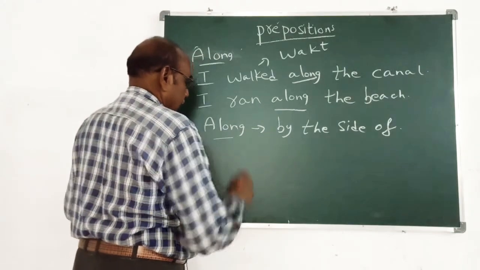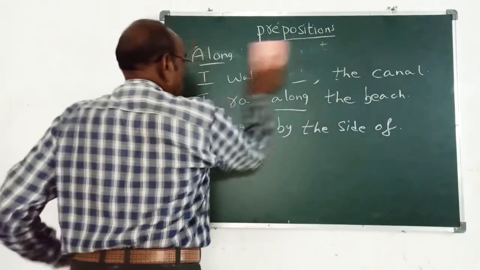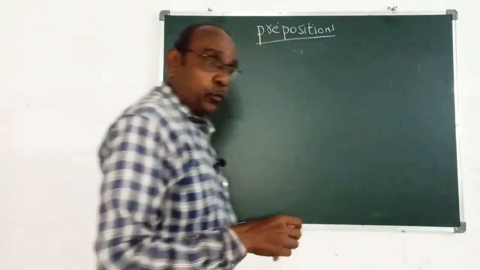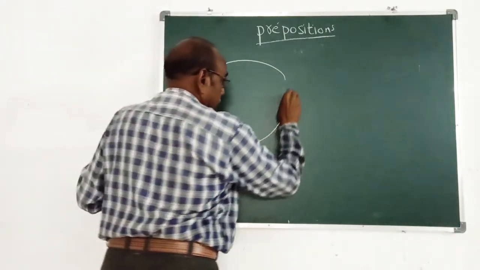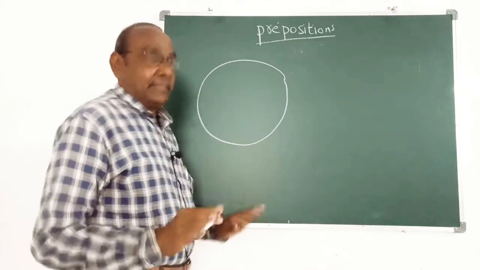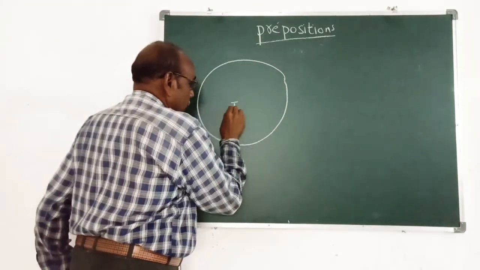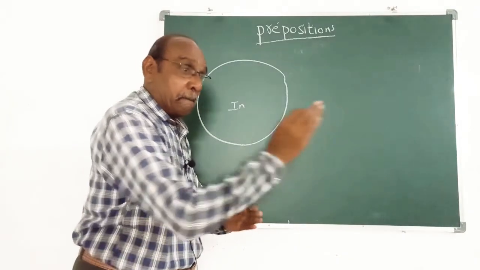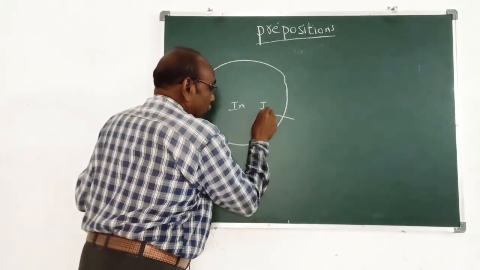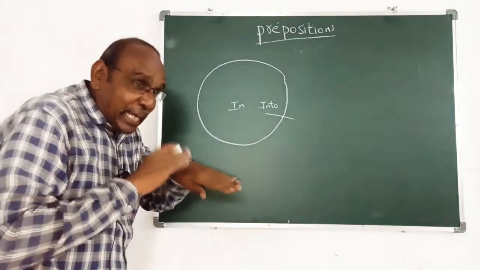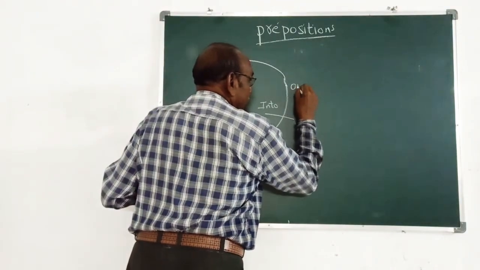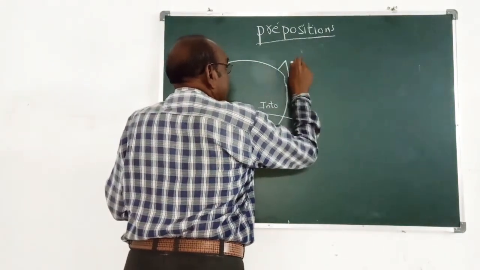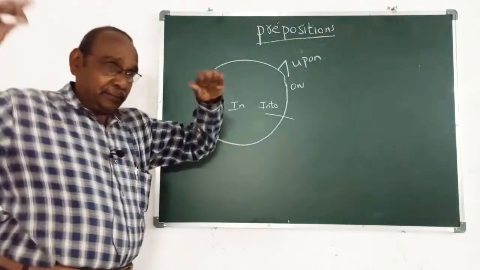Now, let us try to understand these prepositions better through a circle diagram. Okay, now you have to help me. In, covered area. I am in. The cat ran into the room. Into, from outside to inside. On. Touch. Anywhere. On. Next. Up, and then touch. Upon. Over. No touch.